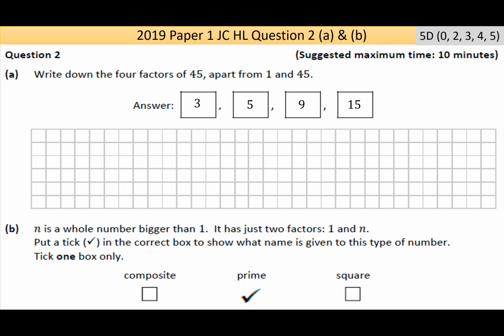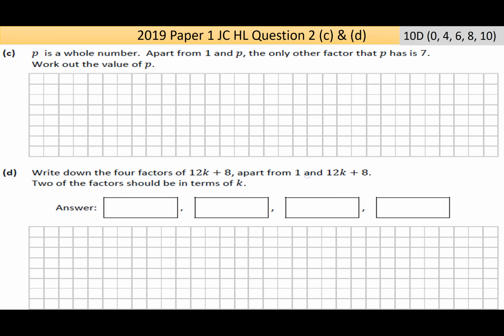This is the question: pick a tick in the correct box to show what name is given to this type of number. So the prime number can only be divided by 1 and itself. A composite number is every other number, and a square number is things like 2 squared is 4. So 4 is a square number. And that's part A and B. Part A and B are actually marked together, so you get the 5 marks there.